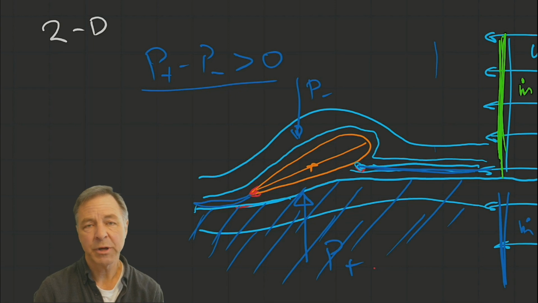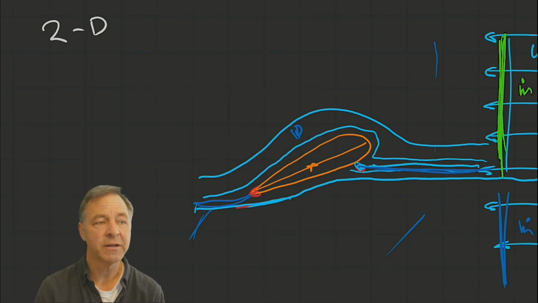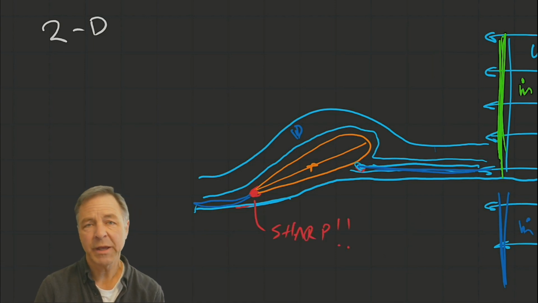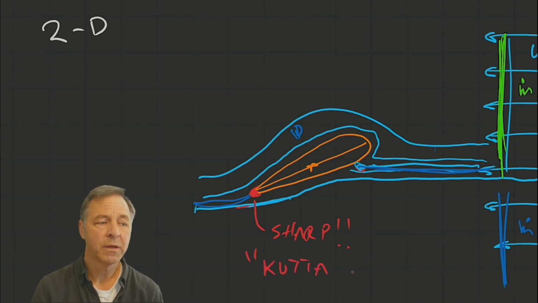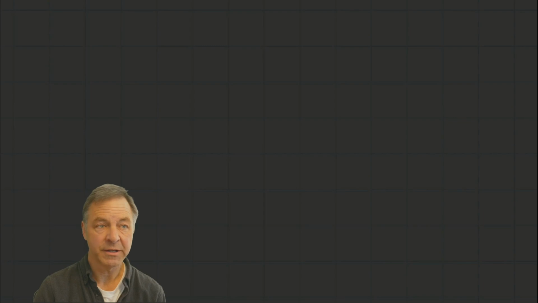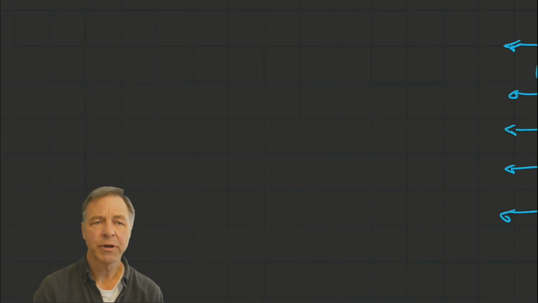And that means the pressure on the bottom side ultimately is bigger than the pressure on the top side, and you get a lift force. And that sharp edge at the trailing edge is what's key to all of this happening. And that sharp edge refers to something called the Kutta condition. So let's look up close at that trailing edge.